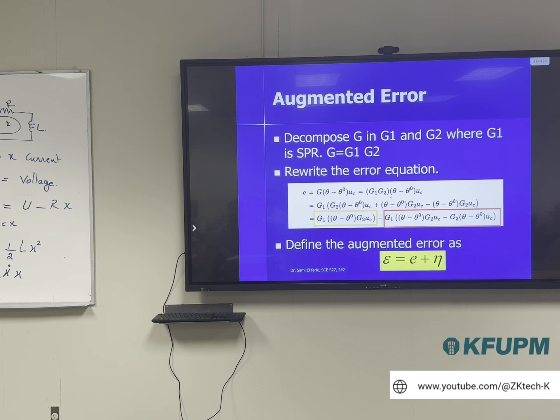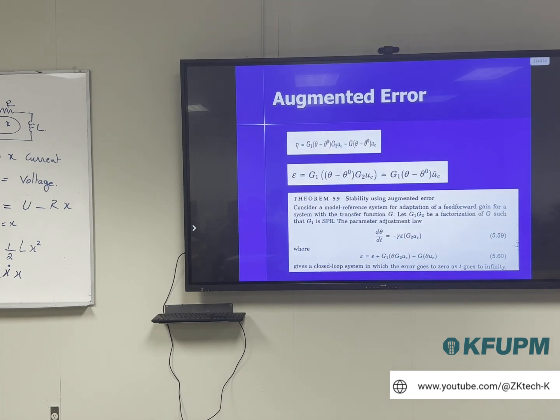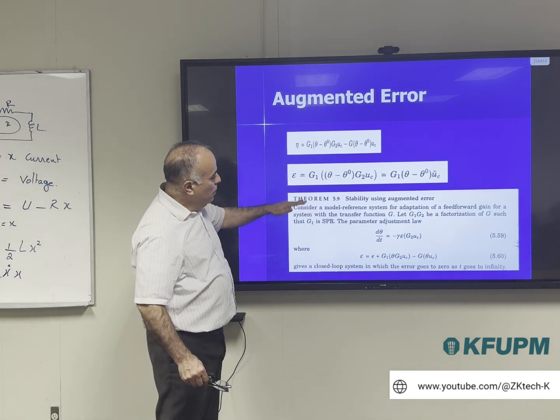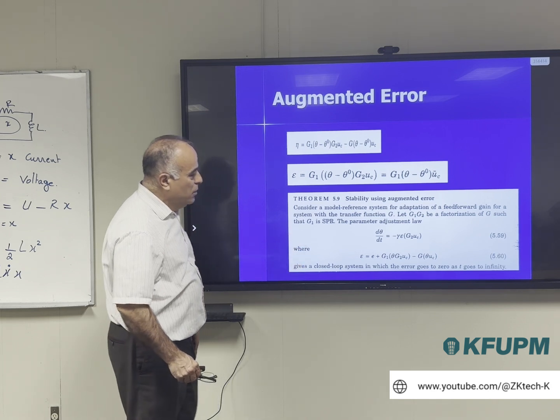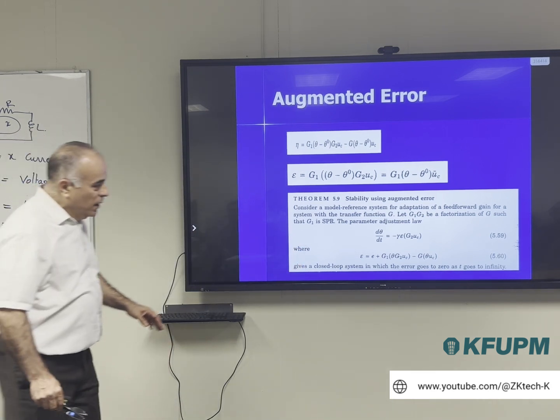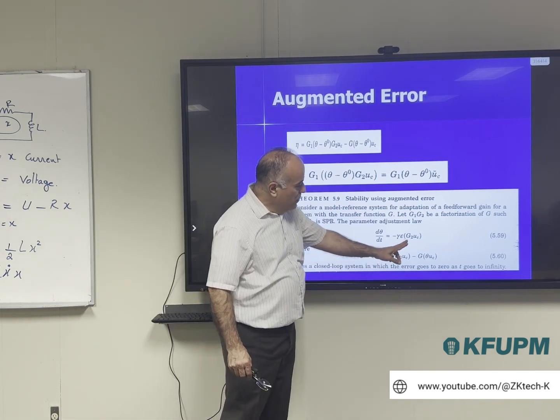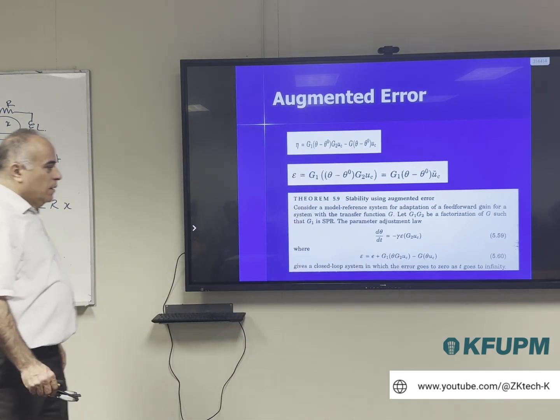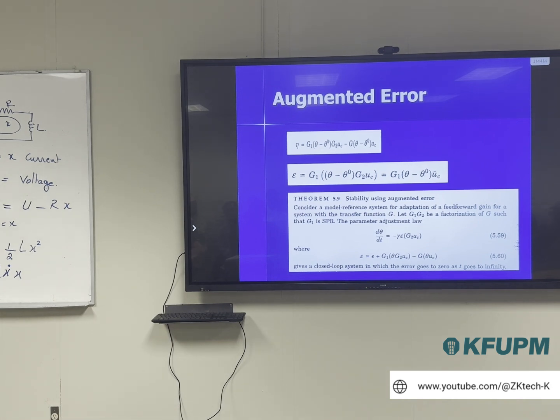So we take a system, and we are not able to find a GC that will convert it to passive. We take the system and decompose it into two parts: one which is strictly positive real or strictly output passive, and the other one can be anything. Based on that, we are able to identify our augmented error, and then we can go through the same design in order to ensure the stability of the system based only on the value of G2 in terms of the adaptation rule. So this is kind of the U filter.